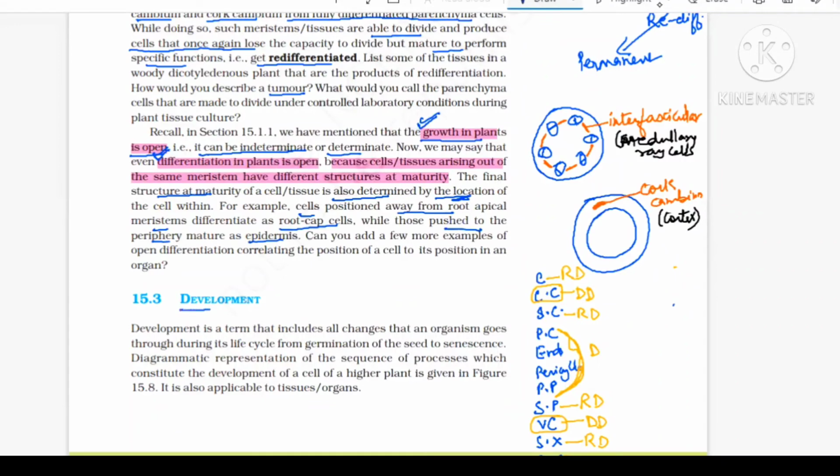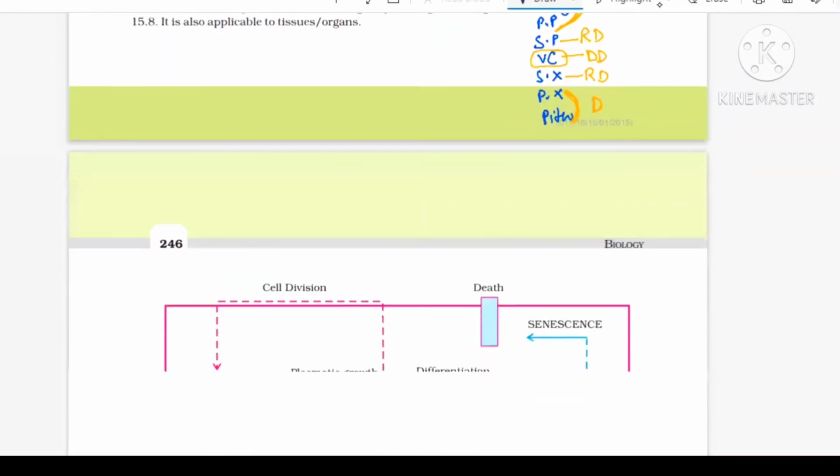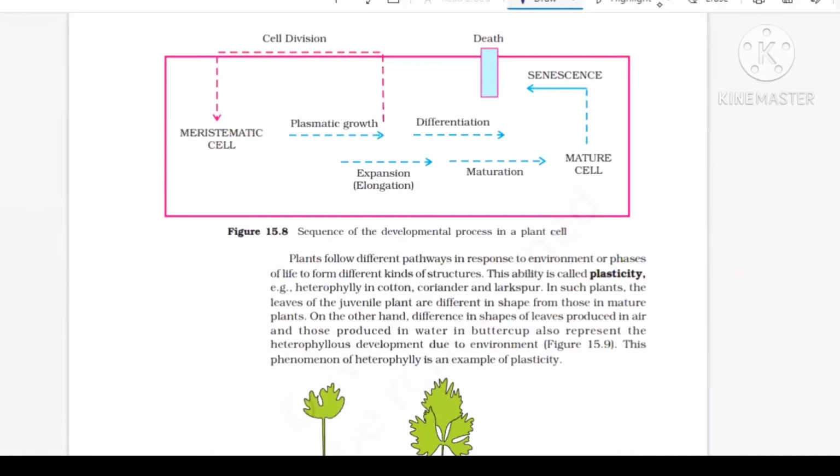Now let us start with the development. Development means all changes which an organism goes through from germination of the seed to the senescence. Now let us see this as diagrammatic representation. See here, meristematic cells are going for plasmatic growth. Plasmatic growth means protoplasm is increasing and the cell can divide. Again, they are going for division. But if they go for differentiation, they will go for differentiation after the elongation phase. When they go for differentiation, they become mature.